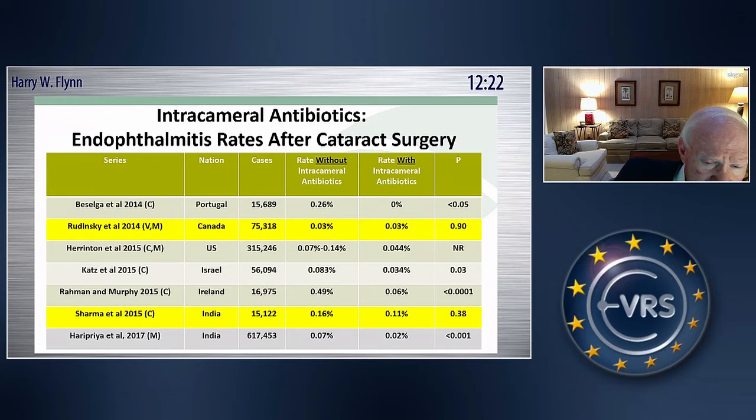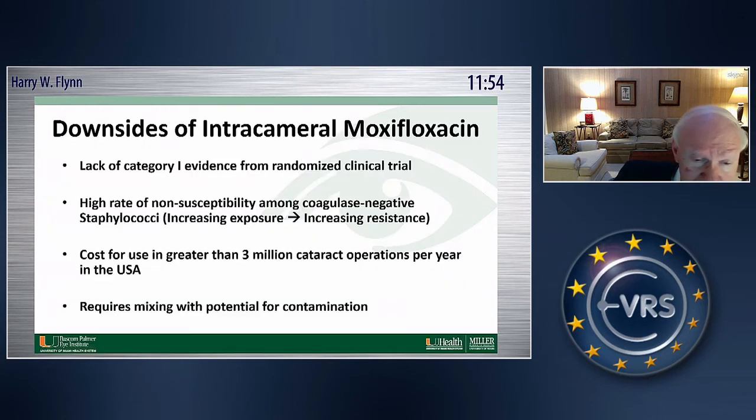The studies in yellow showed no difference in the rates of endophthalmitis between the cases with intracameral antibiotics and without intracameral antibiotics. So you can see for yourself that there is some evidence of benefit, but the studies are all limited because they are retrospective and do not have clear-cut protocols for comparison in a randomized fashion. Next slide, please. So the downsides of intracameral moxifloxacin include the lack of Category 1 evidence, high rate of non-susceptibility among coagulase-negative staphylococci, the cost, and the mixing problems. Next slide, please.